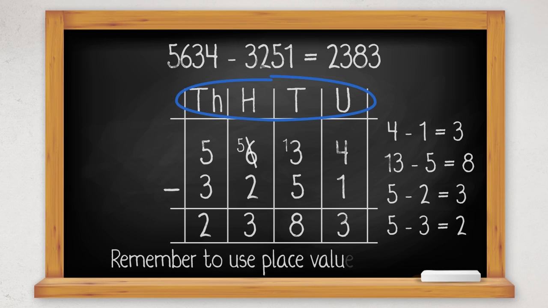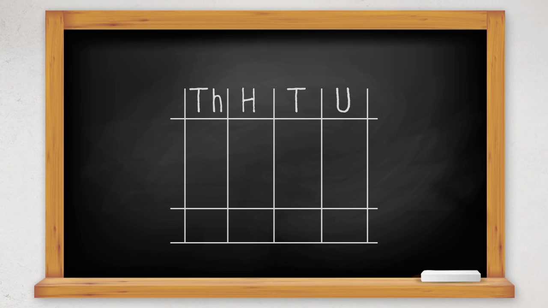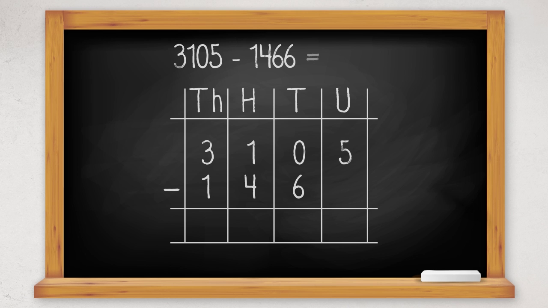Remember to use place value headings to line the digits up, and always put the first number of the subtraction calculation on top. Let's do one more. This one's a bit more tricky, so watch carefully. 3,105 minus 1,466. We start in the units column, and it's the top, take away the bottom, don't forget.